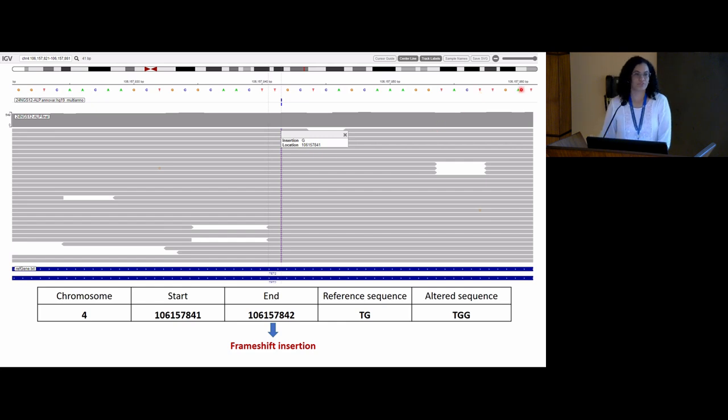So for frame shift, when the inserted or the deleted sequence is divisible by 3, we'll call it an in-frame or non-frame shift. Basically the reading frame of the coding DNA will not shift, because 3 base pairs code for 1 amino acid. That is why it will be an in-frame or non-frame shift insertion or deletion. When it is not divisible by 3, then the reading frame of the coding DNA will shift. Hence, all the amino acids that it is coding for will also shift. We'll see the examples further.